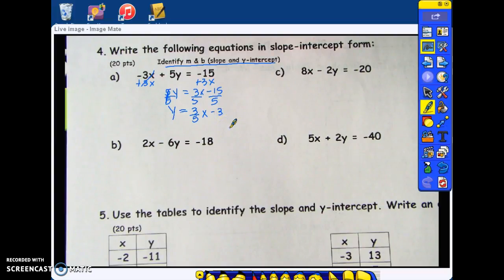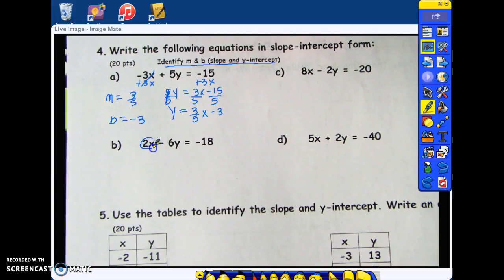When you identify your m and your b, your slope and your y-intercept, m is the coefficient of x. It's the number between the equal sign and the x, so that is 3/5. And b is the constant, or the number at the end of the equation. That is -3.